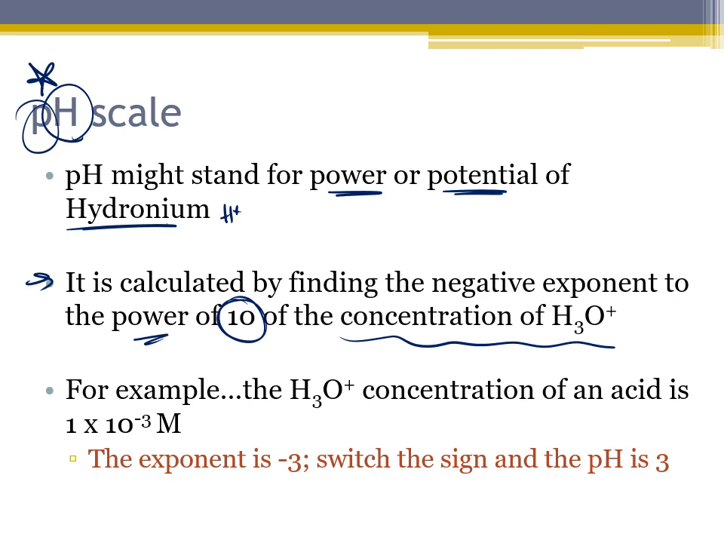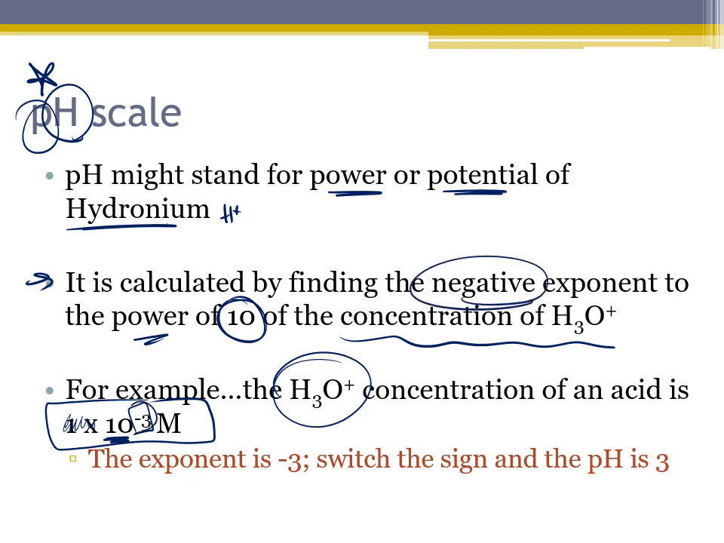That's the pH. For example, if I have a hydronium or a hydrogen ion concentration of 1 times 10 to the minus 3 molar, I'm not going to worry about the 1 because 1 times anything doesn't change anything. So I have 10 to the power of negative 3. I'm going to take the negative exponent. The exponent is negative 3. So negative 3 is positive 3. The negative exponent on the 10 is the pH. The pH is equal to 3 because I take the negative 3. That's the exponent on the 10.